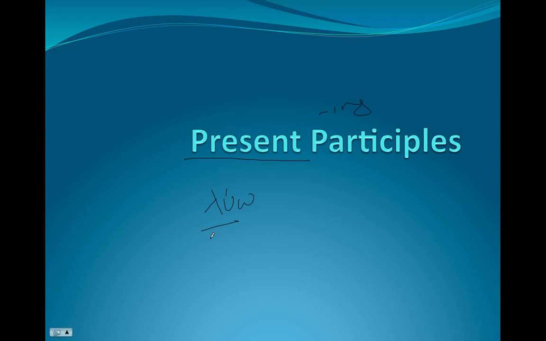And as you can guess, there will also be contract verbs. And since they're present participles, we're going to have both active forms and middle passive forms. The middle and passive are going to be identical. So you're going to have to learn two forms for the present participles.